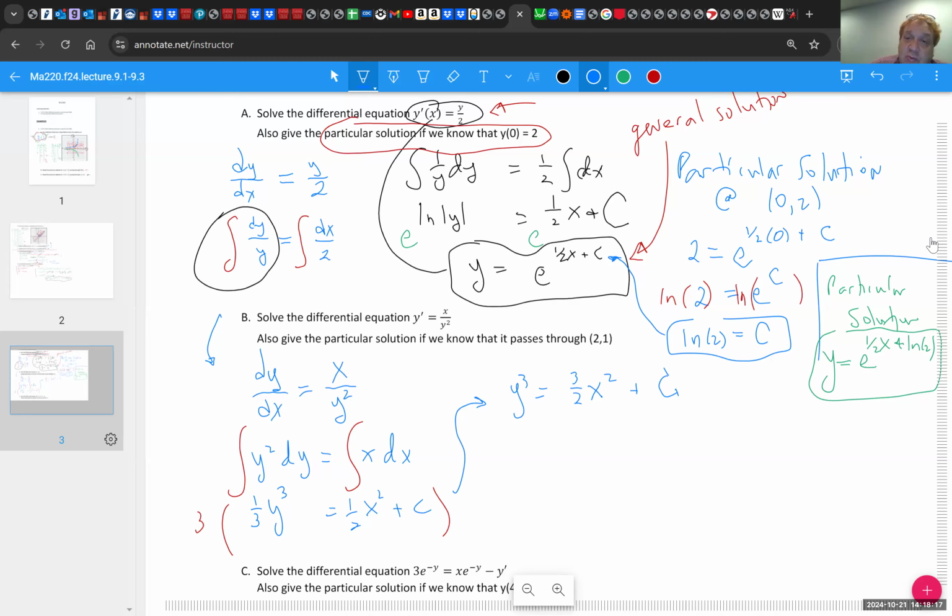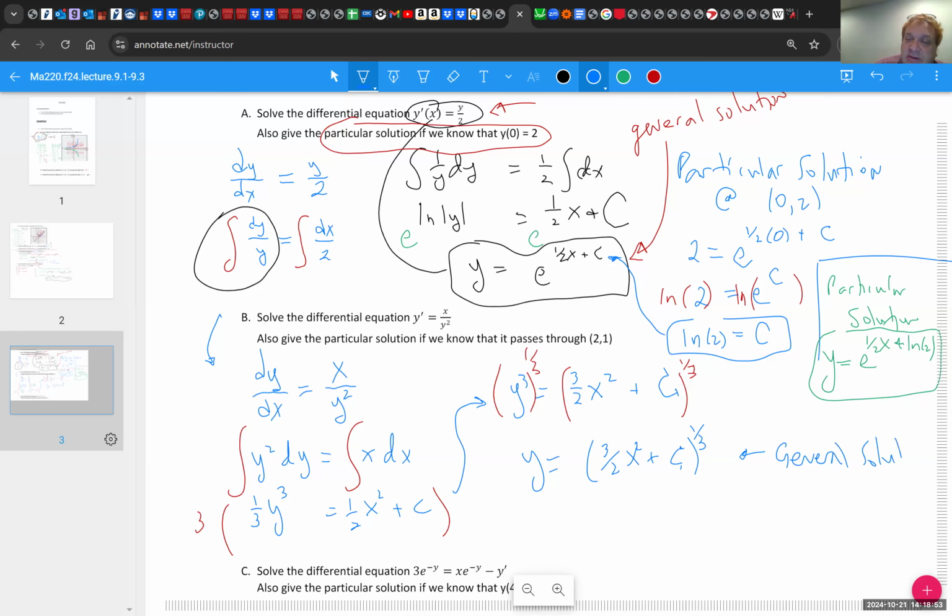Now I'm going to cube root, or take the 1/3 exponent of both sides. That will undo the cube, right? The inverse of cubing is cube rooting, or the reciprocal exponent, the 1/3 exponent. y cubed to the 1/3 is y, and then there's no way to simplify this creature, so I'll just write 3/2 x squared plus my super C to the 1/3 power. That's my general solution. All right, this is the general solution.